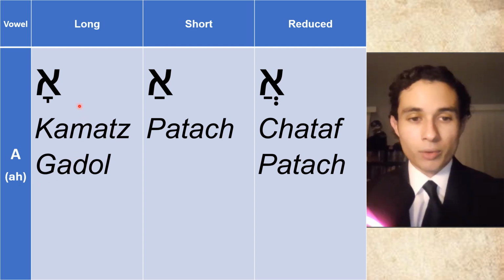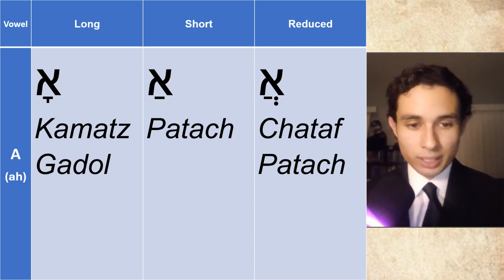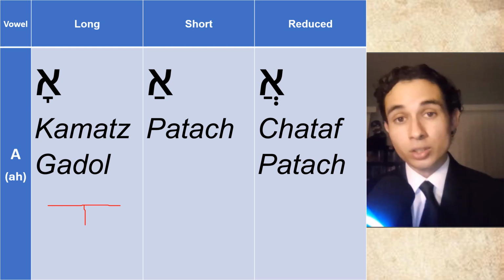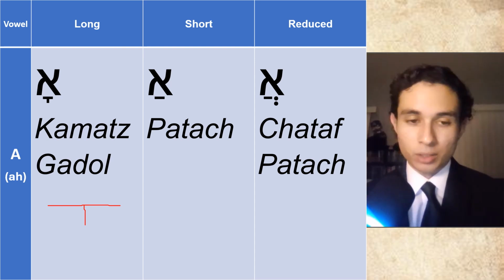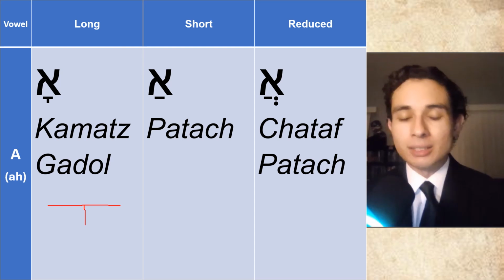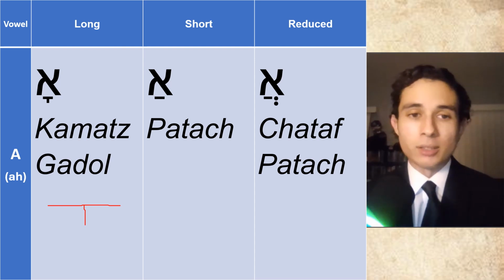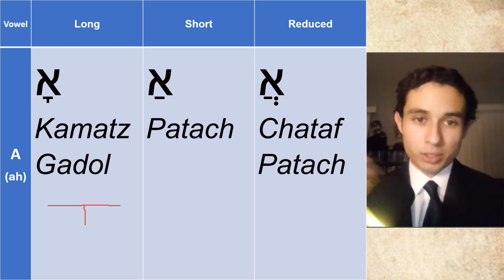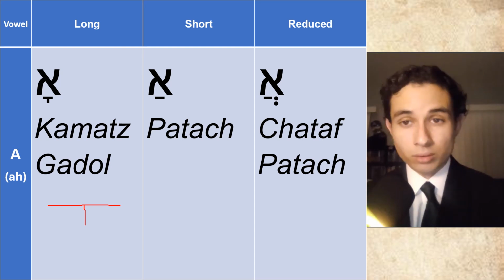The first one is called a kamatz gadol, and if I were to enlarge it, it looks like a T basically, with a long head. That's a kamatz gadol, and it goes under the letter. This goes for any letter, it goes under it. The kamatz gadol translates literally to the great kamatz, because there is such a thing as a small kamatz, a kamatz katan, but that we're going to see later on. Just remember that the kamatz gadol is the long form of the ah sound, and it looks like a T shape.